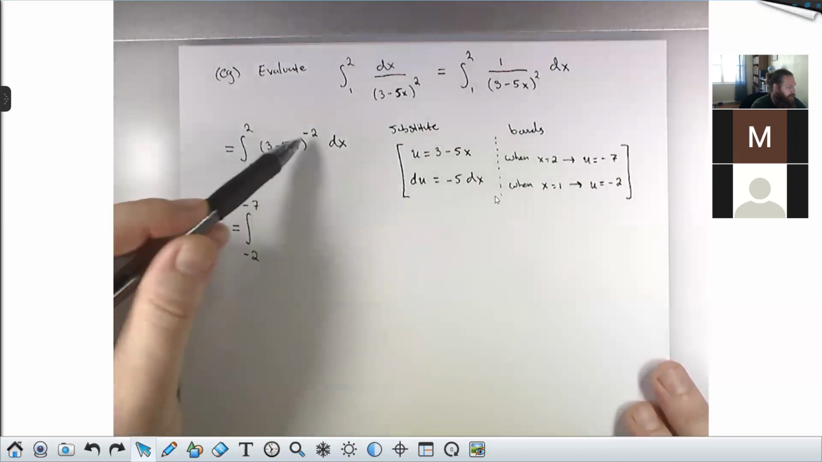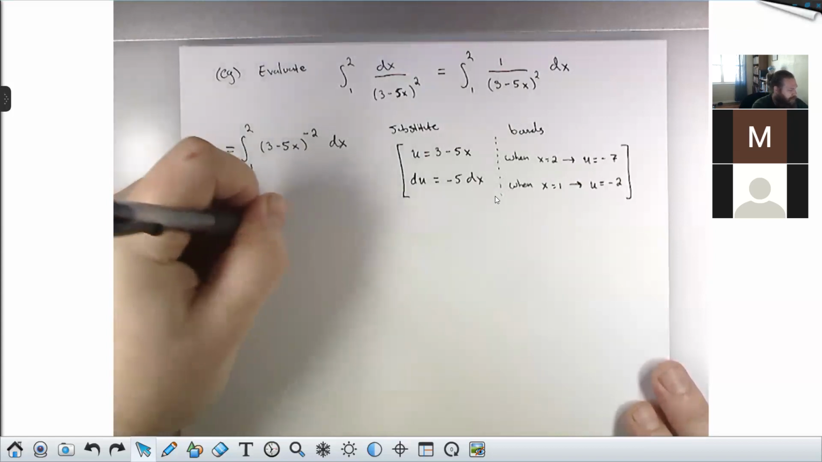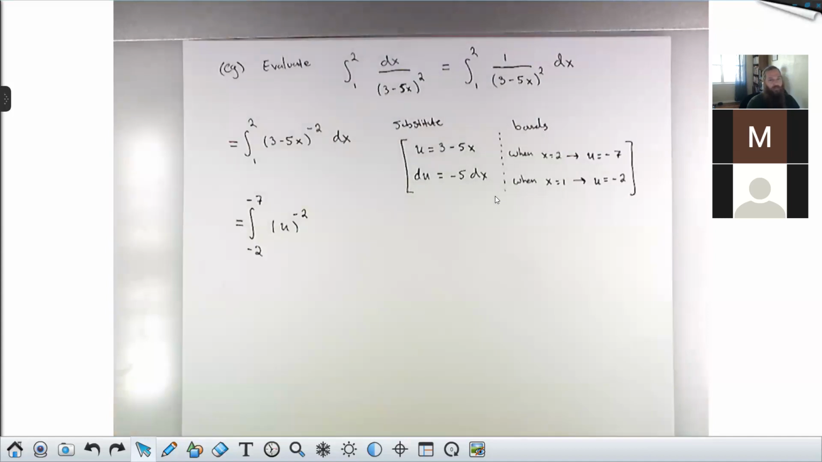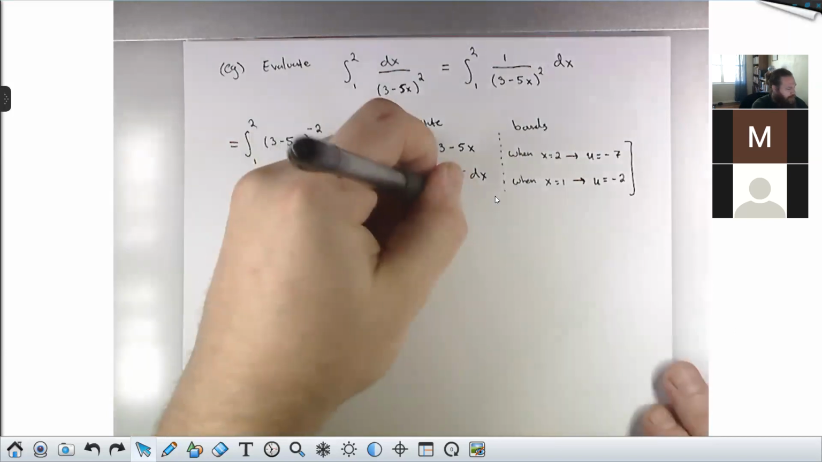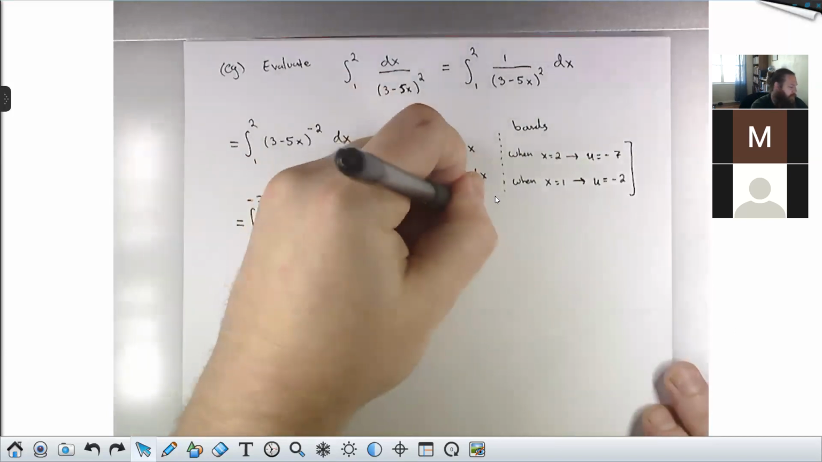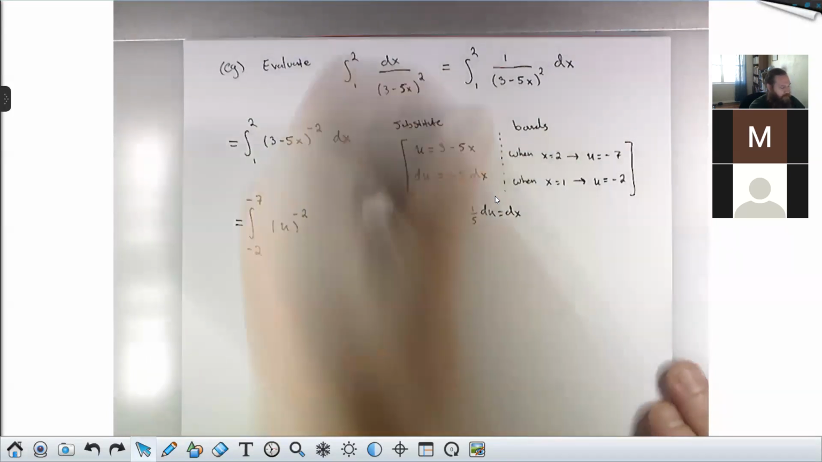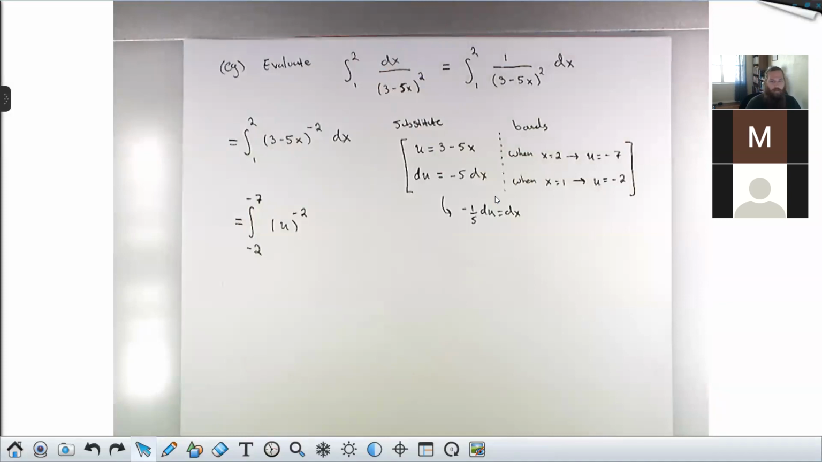3 minus 5x all to the negative second power is now just u to the negative second power, because 3 minus 5x is u. What about dx? What is it going to become? Du over negative 5. Yeah, we solve this for dx, and I would write it as negative 1/5 du equals dx. You could write it as du over negative 5 if you wanted to, but at some point we're going to have to pop a 1/5 out. So I think it's worthwhile to write it like that at first, but both are correct.